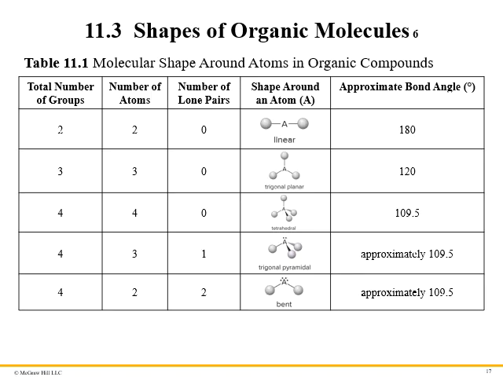This is just a quick summary of some of the geometries that you'll see. And as you can see, there is a relationship between the shape around a specific atom and the total number of groups, right? We also can look at the relationship between number of atoms and lone pairs and the ultimate shape that you end up getting.